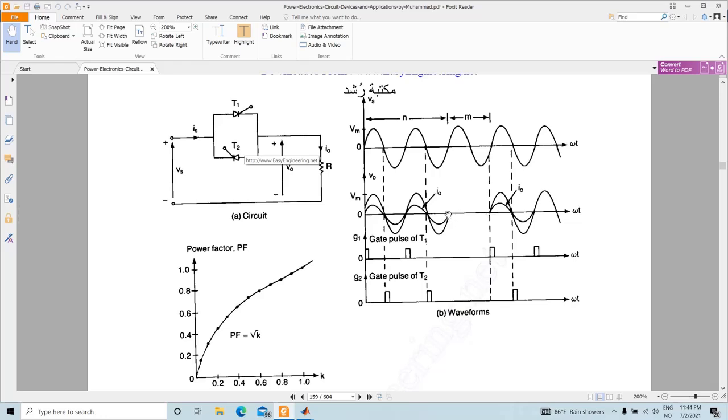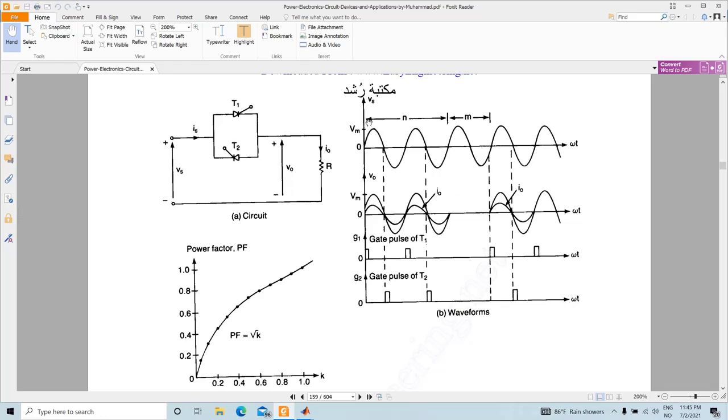If we do not apply the trigger pulse to the thyristor, it will not conduct. Even though it is forward biased, if we do not apply any trigger pulse, it will not conduct. That means in the output you will not get any current, and as a result the output voltage will be 0. So this is the basic way of understanding the on-off control.